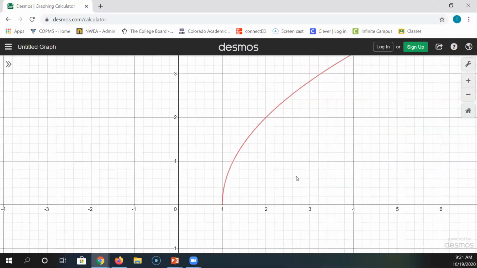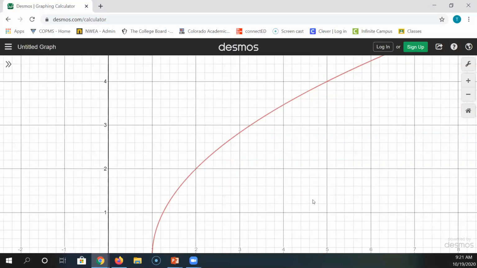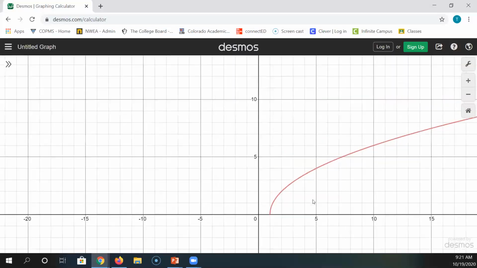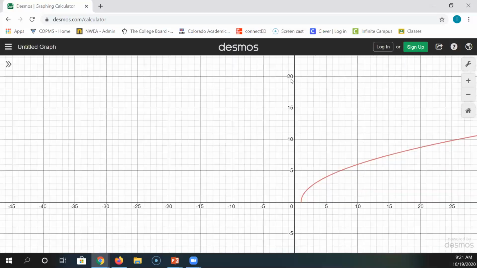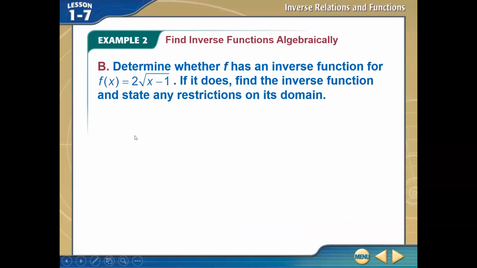So here's what my graph looks like. You can see that it does pass the horizontal line test. If I zoom out, okay, so we're good on step one. Passes the horizontal line test for one-to-one. Now we've got to go through our algebraic steps again.